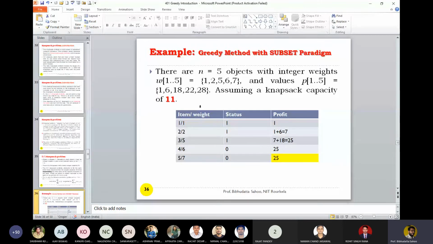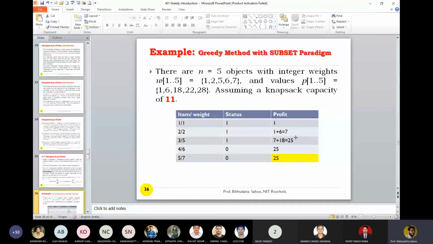Now look into this. Here we have the first item. The first item is of weight 1, so it is feasible to accommodate into the knapsack, so I'll select it, right? So it gives me the profit 1. Second item is of weight 2, so I'll make a selection. The status is 1, I am selecting it, gives me profit 7. Then the third item is also feasible because 11 minus 3, the weight is feasible, so I select the third item which has weight 5.